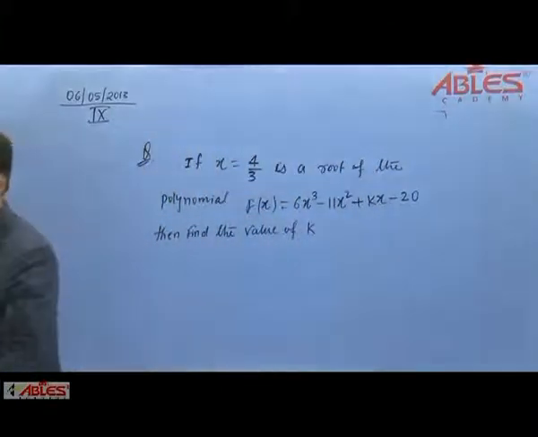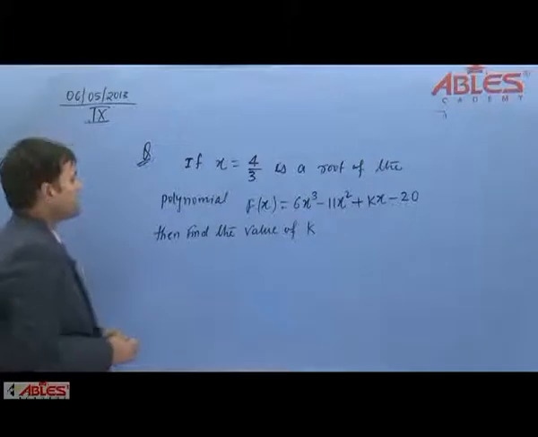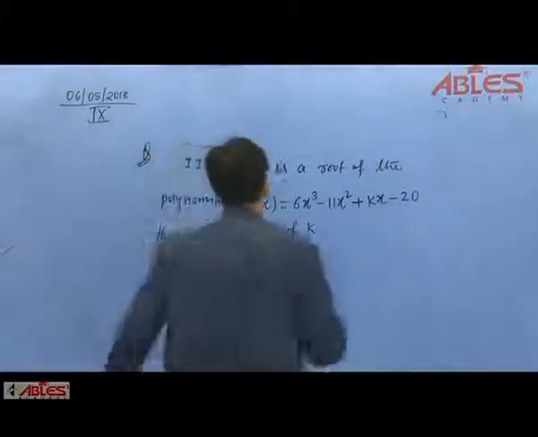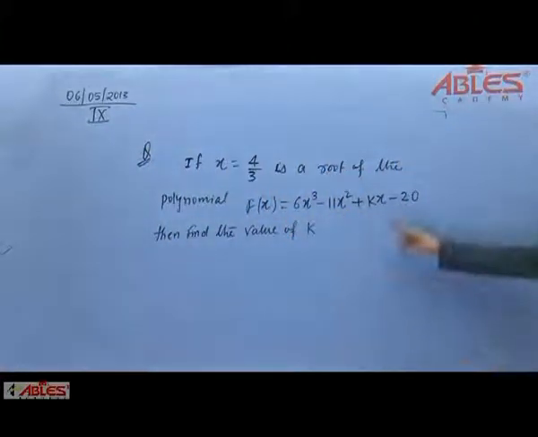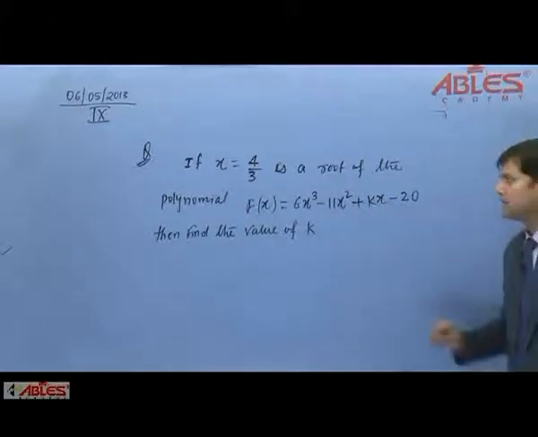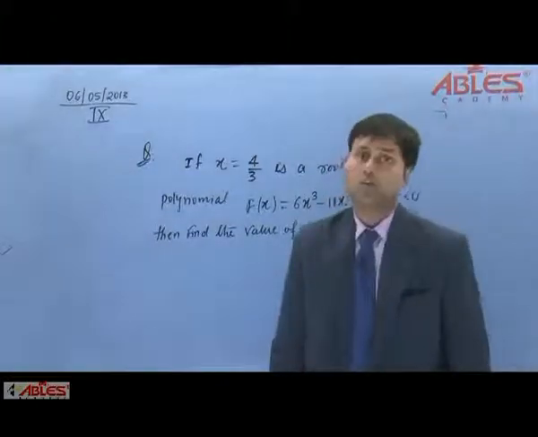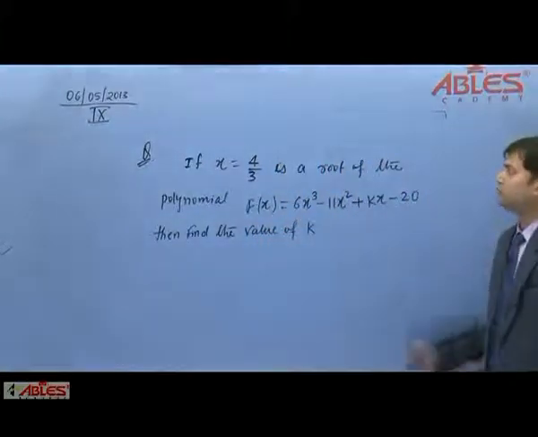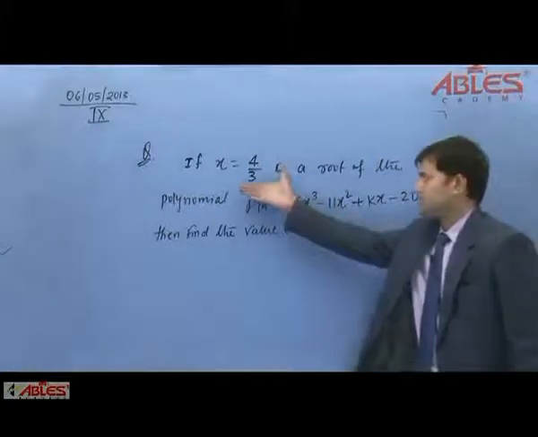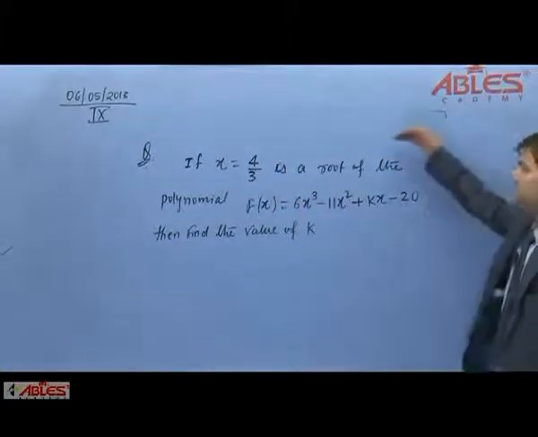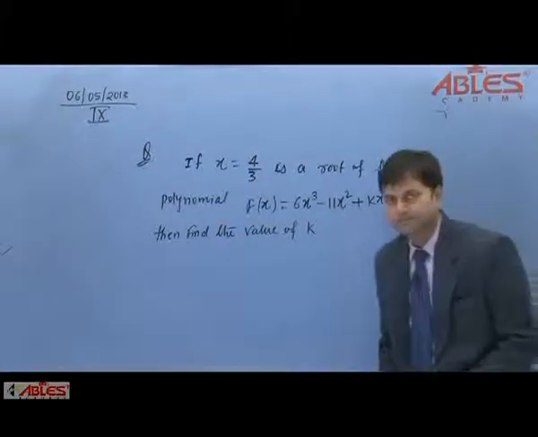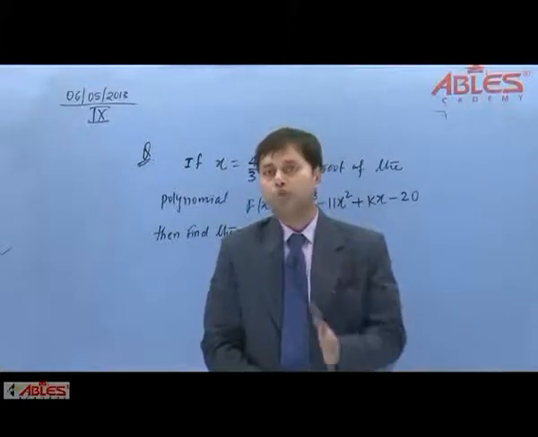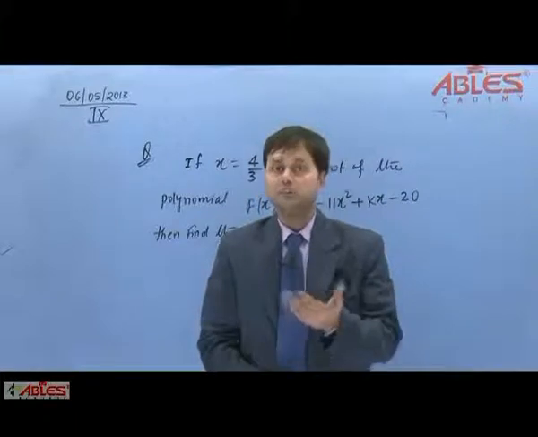Okay students, at first note this question: it is given that if x equals 4 upon 3 is a root of the polynomial f(x) equals 6x cube minus 11x square plus kx minus 20, then we have to find the value of k. Now you have the idea about what a root of the polynomial is. Suppose it is given that any quantity is a root of the polynomial, then if we put that quantity in the polynomial, the output should be 0.